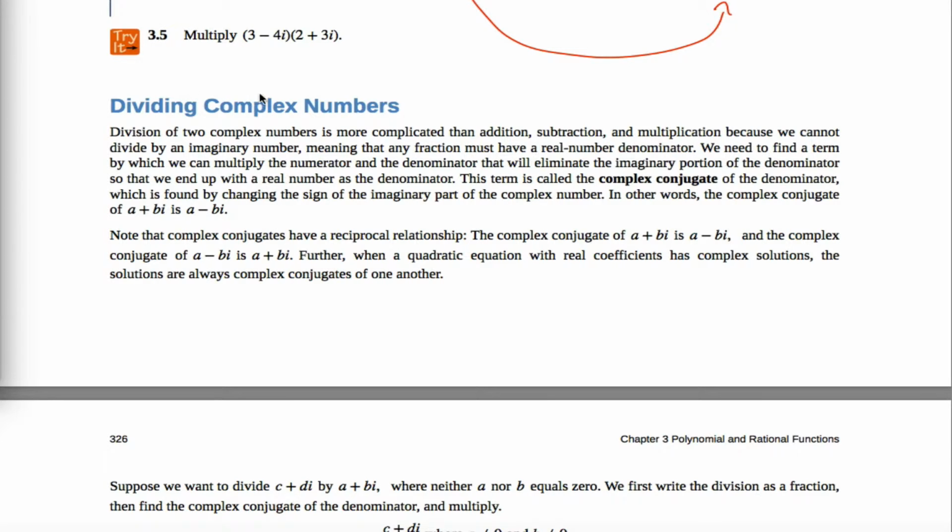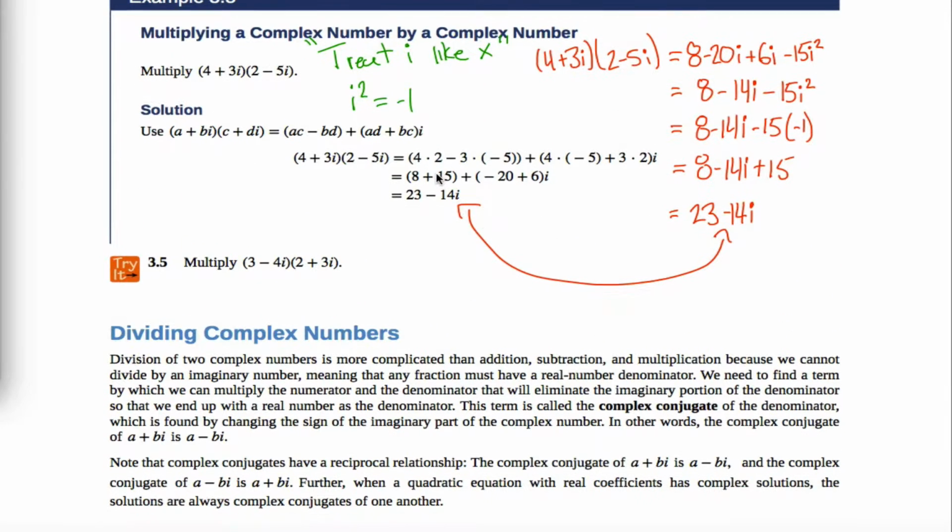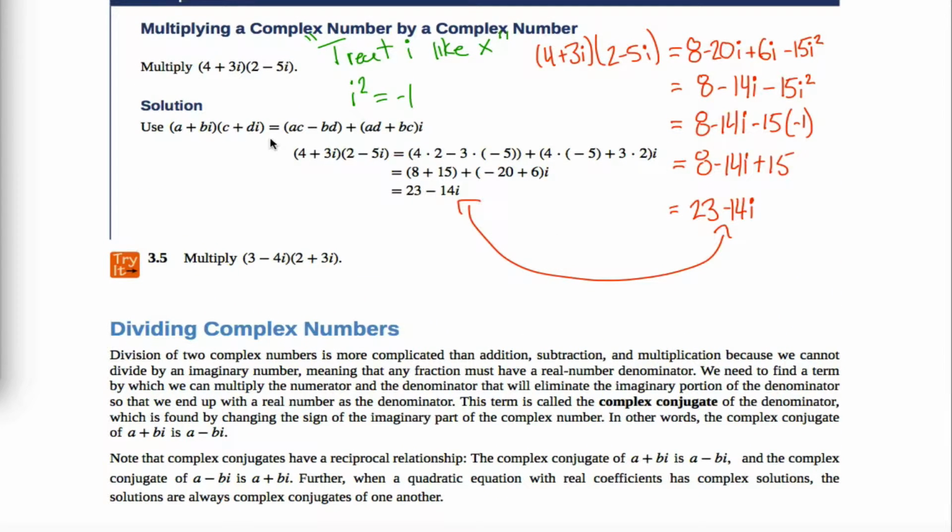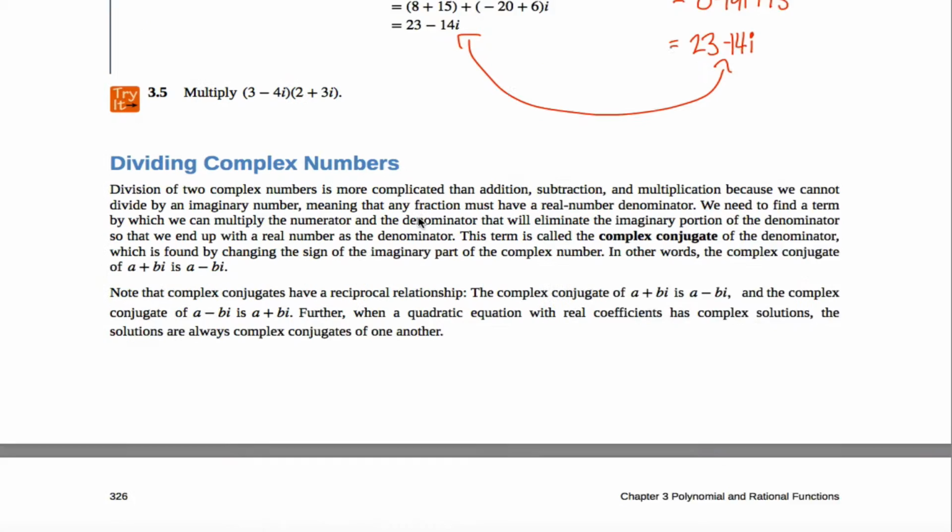Okay, here's Try It 3.5, where I'm asked to multiply together two complex numbers, namely 3 minus 4i and 2 plus 3i. And as I mentioned in previous videos, your book has a way of doing this, kind of formulaic, although I like to do it a little bit differently. I like to treat the i's like they're variables and then remember that i squared equals -1. If you can remember this, then you don't have to remember that. And so let's do it.